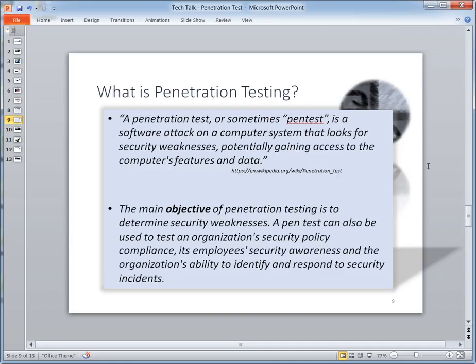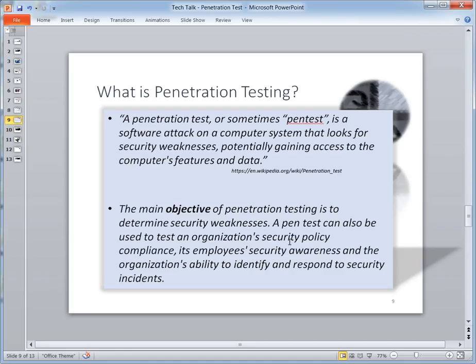So by definition, from Wikipedia, a pen test is a software attack on a computer system that looks for security weaknesses, potentially gaining access to the computer's features and data. So exactly what we talked about, right? Everything that we did in the process of the hacker, we need people to hopefully get a step ahead of these guys, get ahead of the game, and think like them. So that's really what penetration testers are, actually.